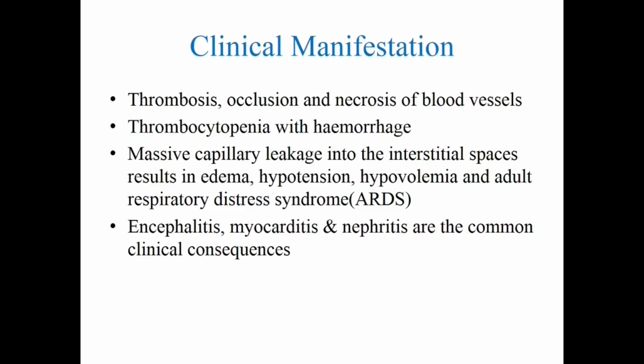He will present with thrombosis, occlusion and necrosis of the blood vessels. There will be thrombocytopenia, there will be hemorrhage. There will be a large, massive capillary leakage into the interstitial spaces, which will result in edema, hypotension, hypovolemia, and ultimately adult respiratory distress syndrome. Some of them will present with encephalitis. We have seen patients presenting with encephalitis and myocarditis. That means the CNS is also involved, and the heart, with myocarditis. There will be nephritis. These are the common clinical consequences or complications of an untreated case of rickettsial disease.